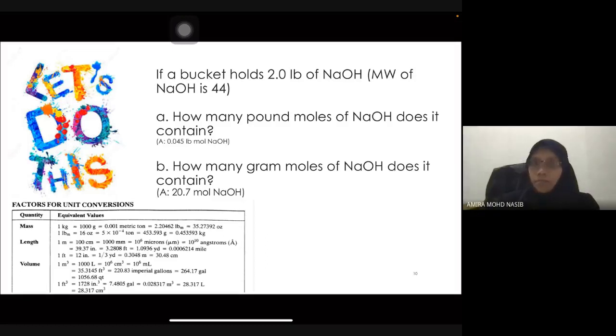Simple example again. You have a bucket that holds 2 pound mass of sodium hydroxide, where the molecular weight of sodium hydroxide is 44. And how many pound moles of sodium hydroxide are contained? Okay, how are we going to calculate it? So they're talking about moles.